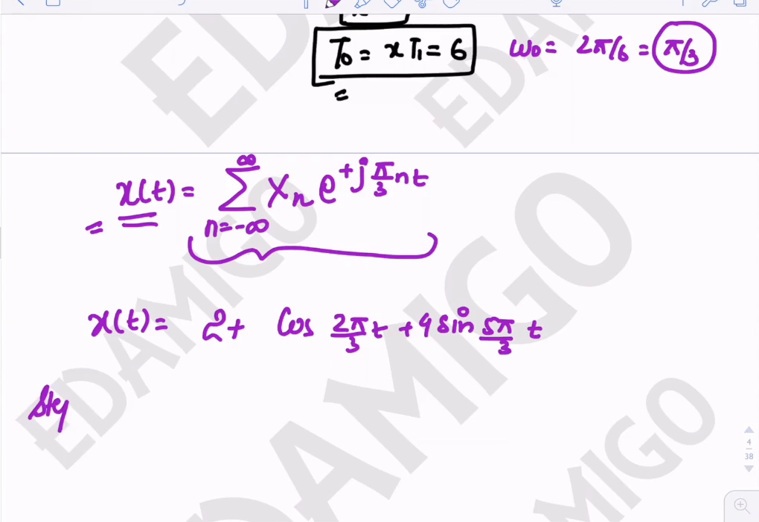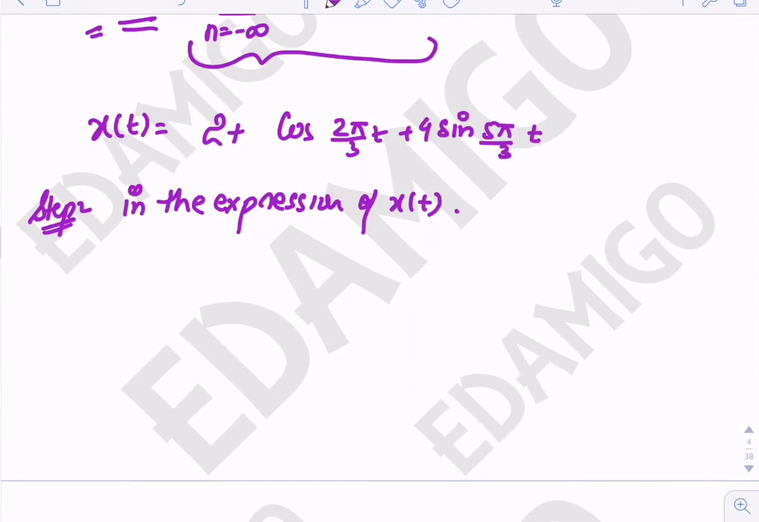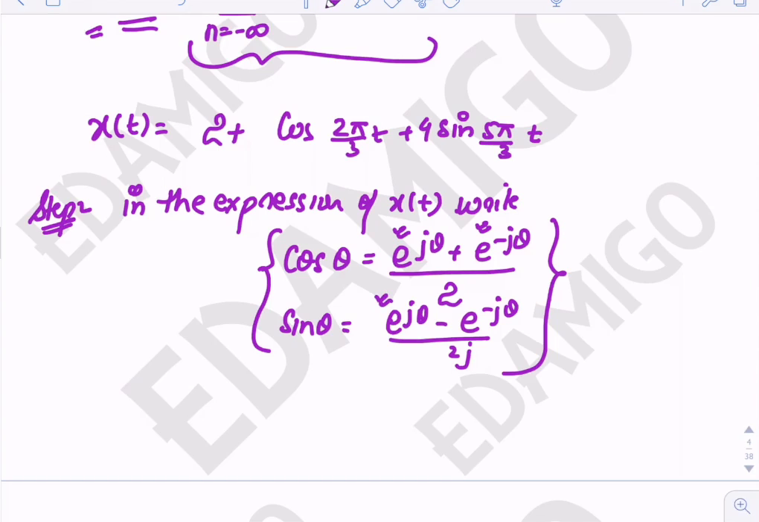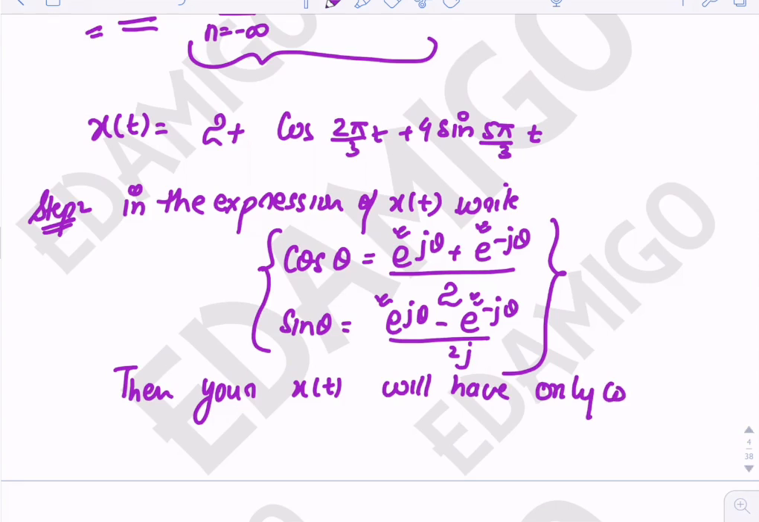Now step 2 is, in the expression of x(t), write cos theta as e to the power j theta plus e to the power minus j theta, divided by 2, and sin theta as e to the power j theta minus e to the power minus j theta, divided by 2j. Now when you write cos and sine as exponentials like this, then your x(t) will have only complex exponential terms.